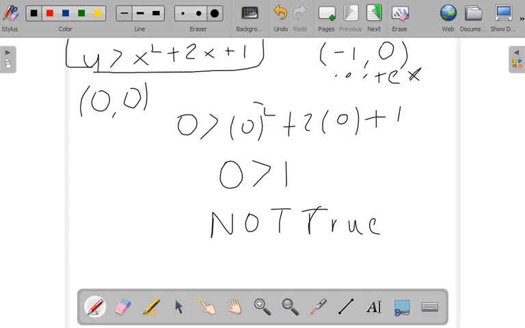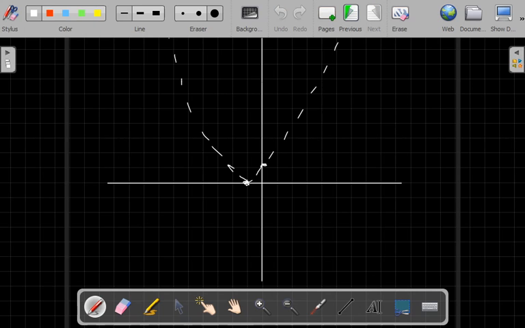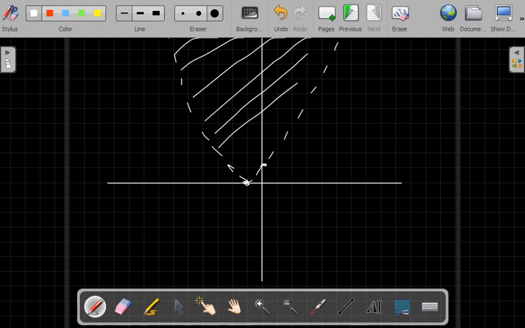So, looking at your equation, we plugged in 0, 0, right? So, like we said, 0, 0 is outside the graph. And we said that that was not true. So, that means everything inside the graph is going to be true. So, if you were to take any of the points located inside the parabola and do what we just did, it'll make the statement true. If you take any coordinates outside of the parabola, it will make the statement not true.